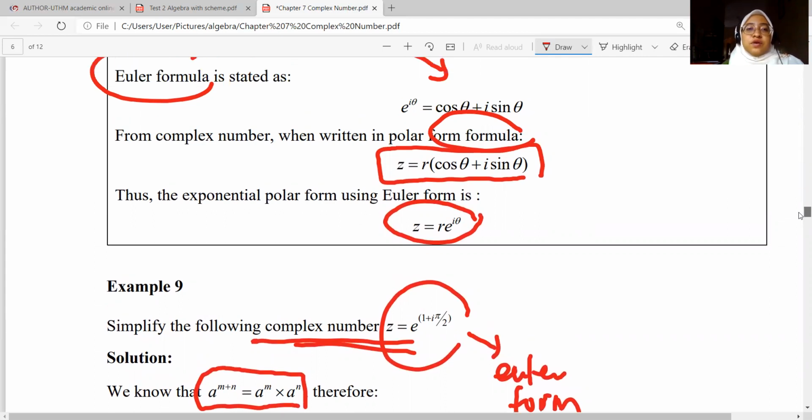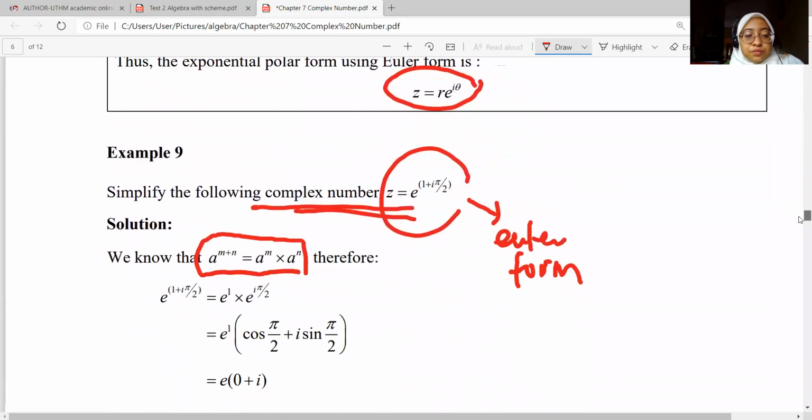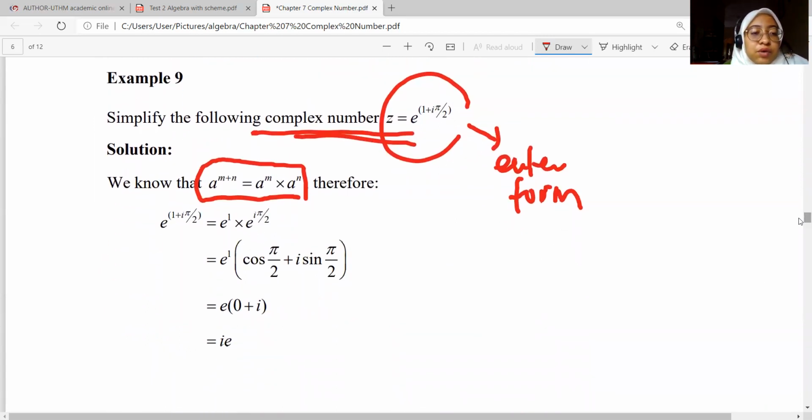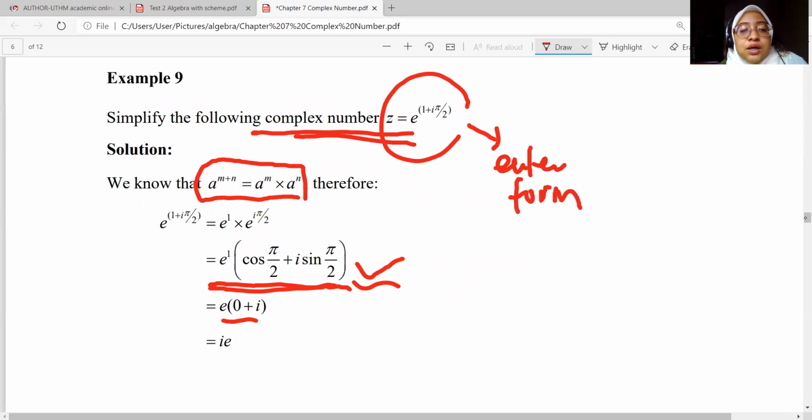Yes, it is in Euler form. And then we know that e to the power of 1 plus I pi over 2 is equal to e to the power of 1 times e to the power of I times pi over 2. So it will be like this: e to the power of 1 times cos pi over 2 plus I sin pi over 2. And it becomes e times 0 plus I, and the final answer is I e.